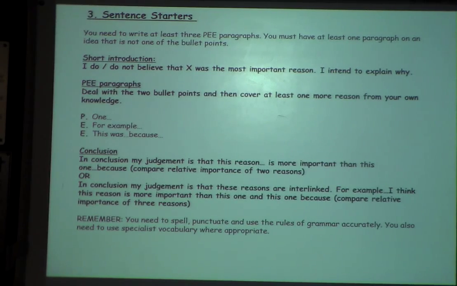Then to get into level 4 with your conclusion, in conclusion my judgment is that this reason is more important than this one because, and you've got to compare them. Or in conclusion, my judgment is that these reasons are interlinked. For full top marks, I recommend that you try and do both. And remember, question 2 and 3 carry marks for spelling and grammar.